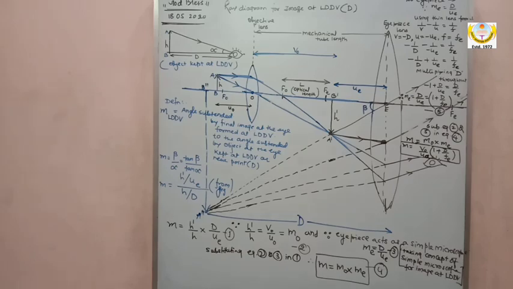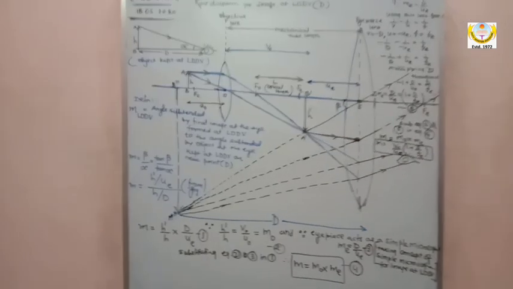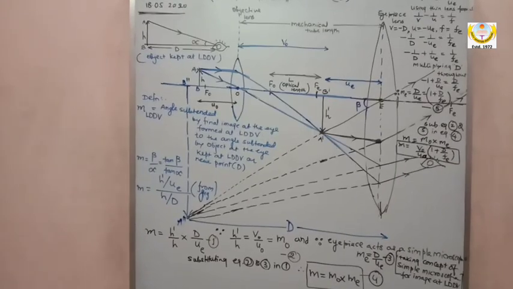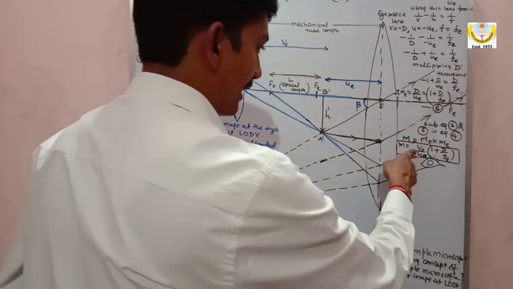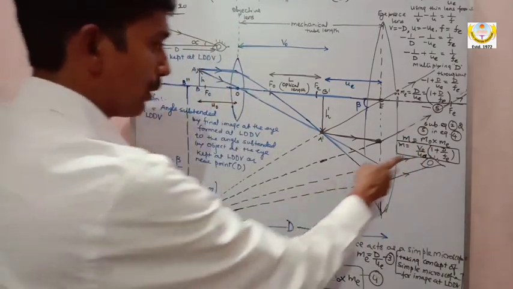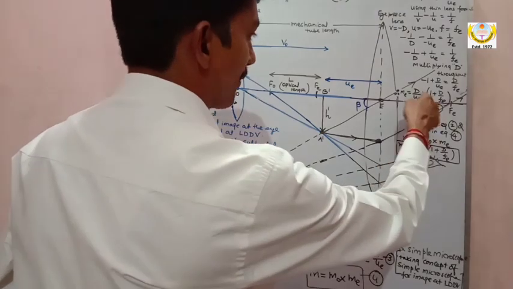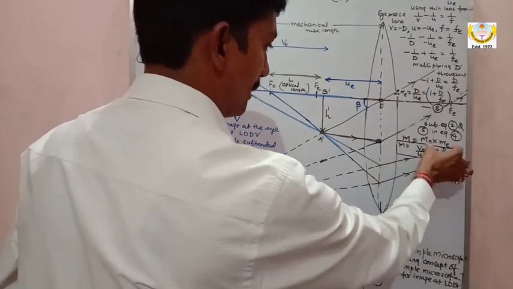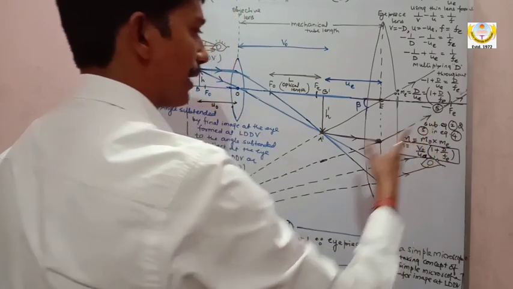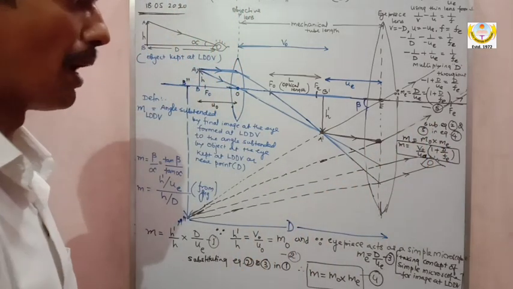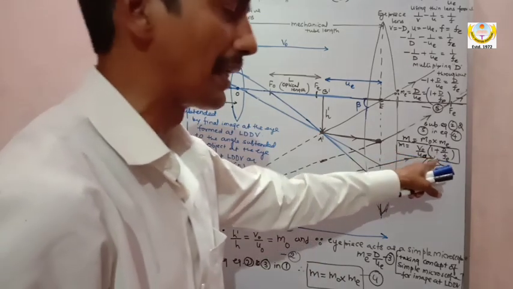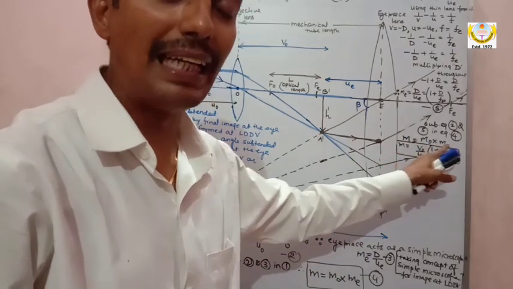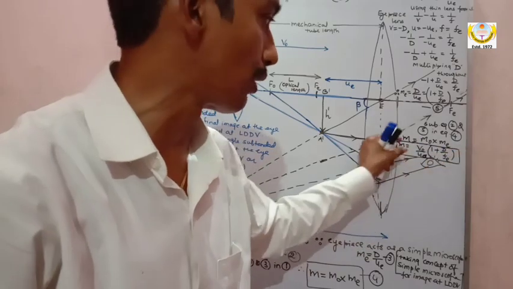We get it after substituting. The final answer for the question is MO into ME, and I substituted the MO value from equation 2, it is VO by UO, and the ME value I have calculated, D by UE as 1 plus D by FE. The final answer came down to M is equal to VO upon UO into 1 plus D by FE. This is the magnification of the compound microscope at the least distance of distinct vision, this formula.